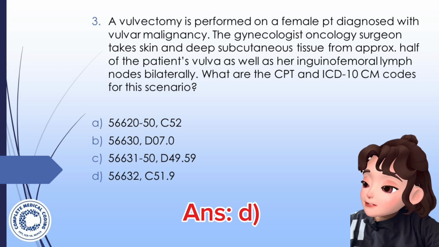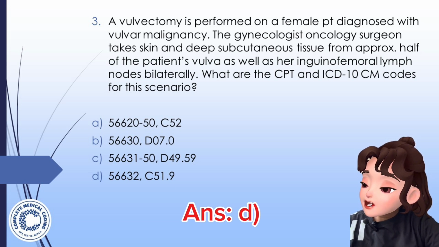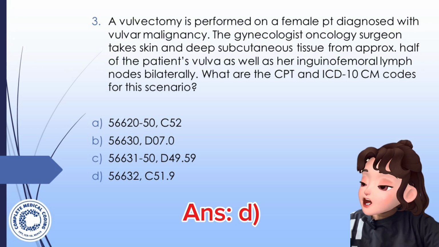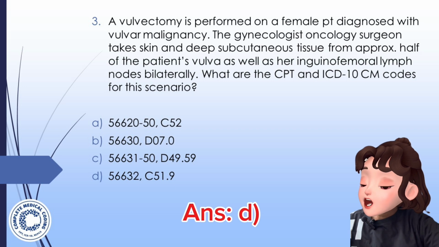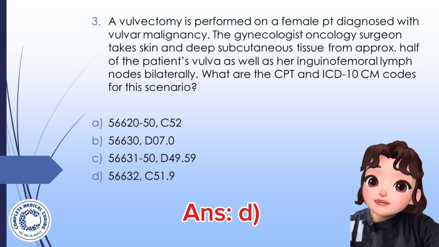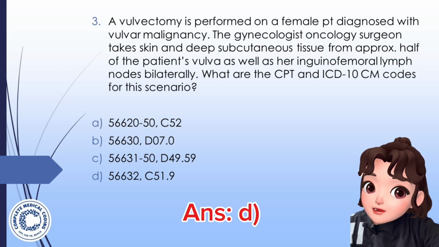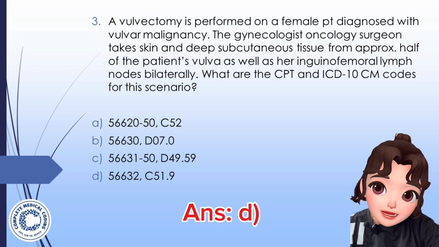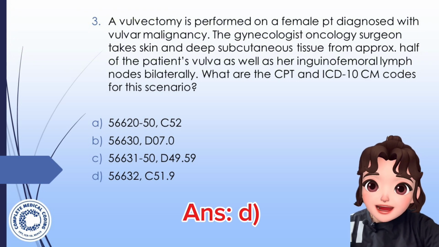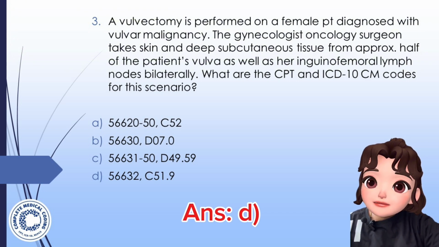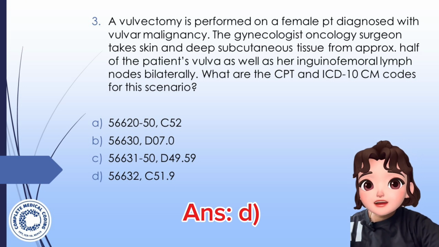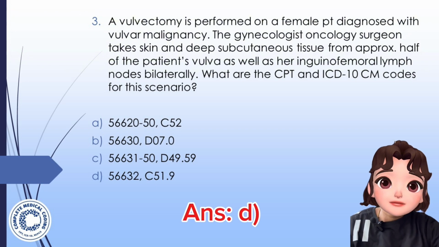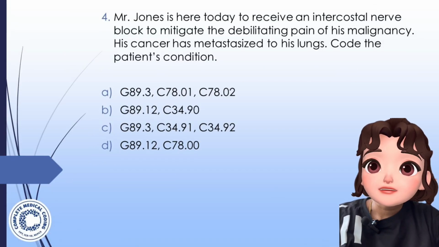Vulvectomy, radical, partial with bilateral inguinofemoral lymphadenectomy. See, I told you before, in the CPT code it's already mentioned bilateral. So we don't have to code the 50 modifier separately. So our CPT code will be 56632. That is also correct. So the answer will be option D. Okay, moving on to the fourth question.